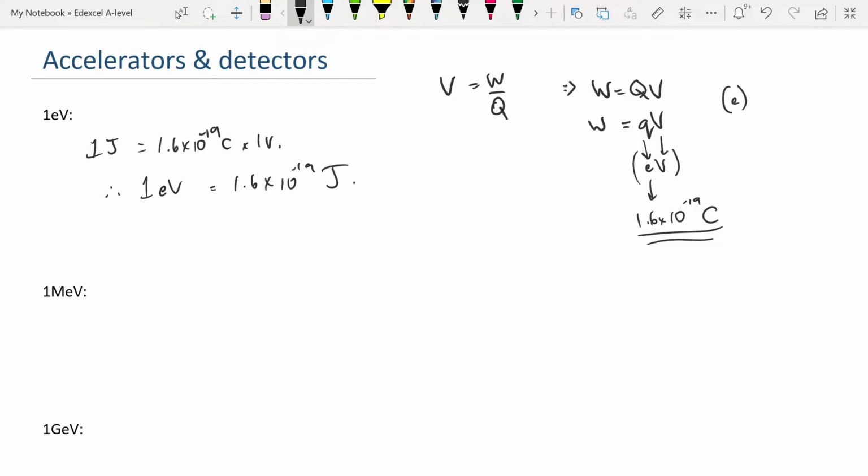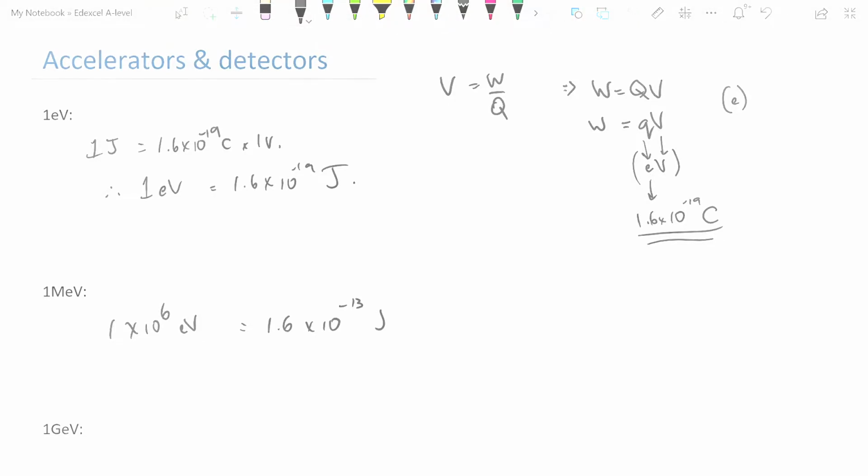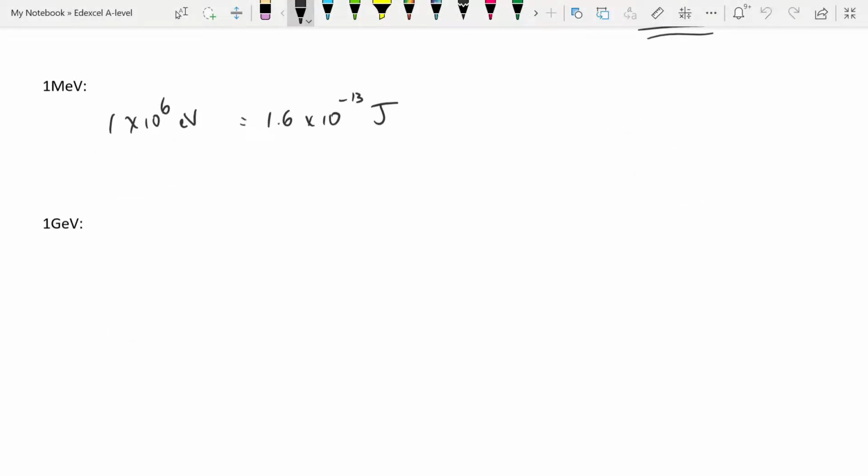1 electron volt is a very small unit of energy, and generally when we're talking about accelerators and detectors, we're talking about particles that have been accelerated to greater energies than that. So for example, 1 mega electron volt is a classic. 1 mega electron volt is obviously 1 times 10 to the 6 electron volts, which means it's 1.6 times 10 to the minus 13 joules. For even faster particles, we talk about giga electron volts, and that of course is 1 times 10 to the 9 electron volts, which would be 1.6 times 10 to the minus 10 joules. We're just taking that 9 away from the original minus 19.